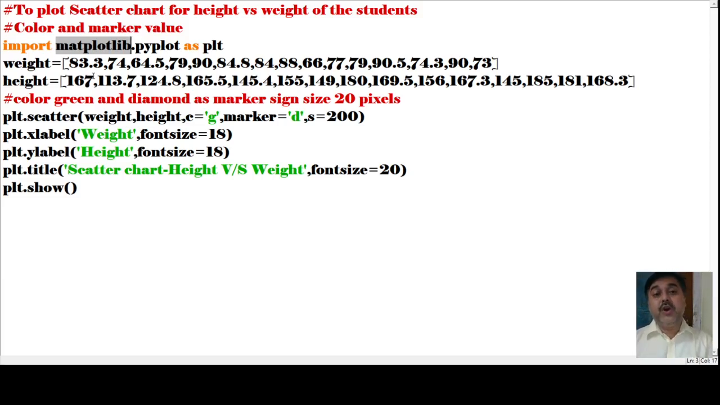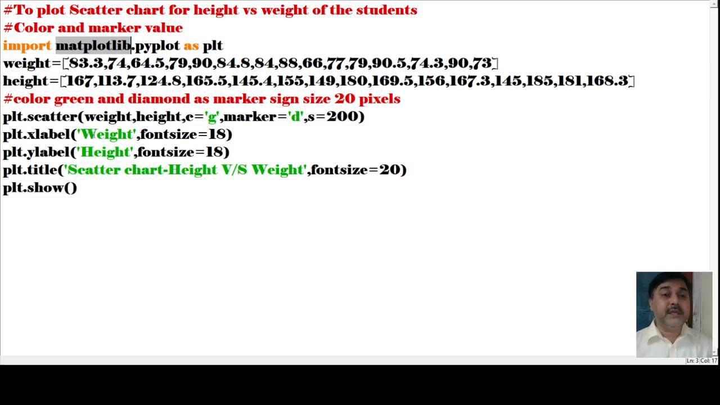So see here, the color is green, the marker is a diamond, and the size will be given as 20 pixels. So what we have done here: plt.scatter(weight, height, c='green', marker='D' for diamond, s=200). So that means size 200, that means 20 pixels.